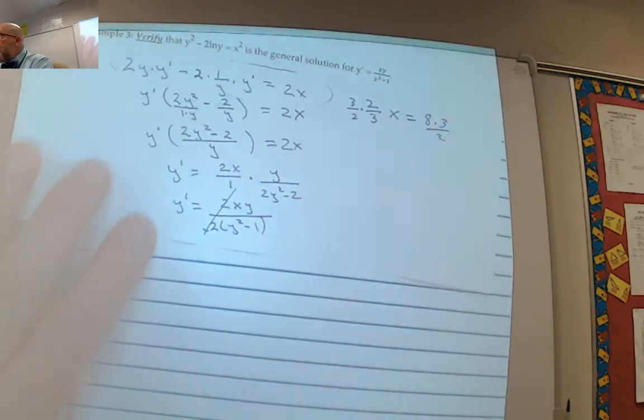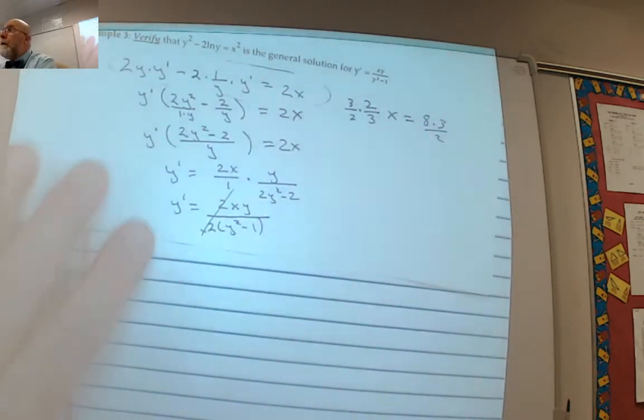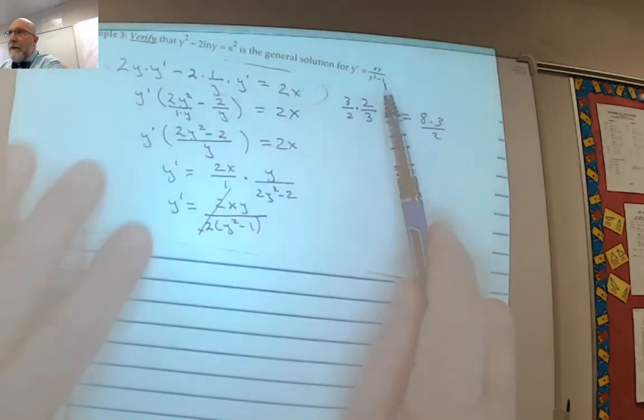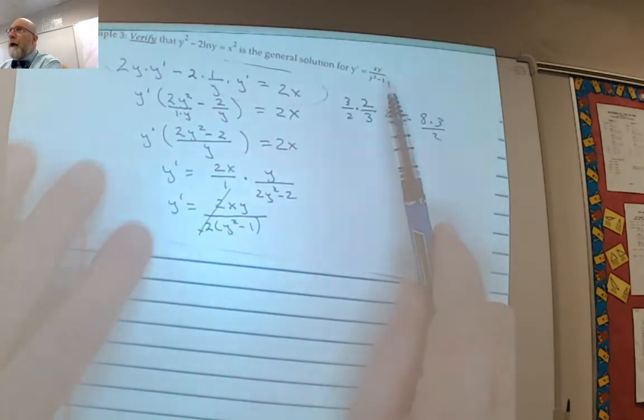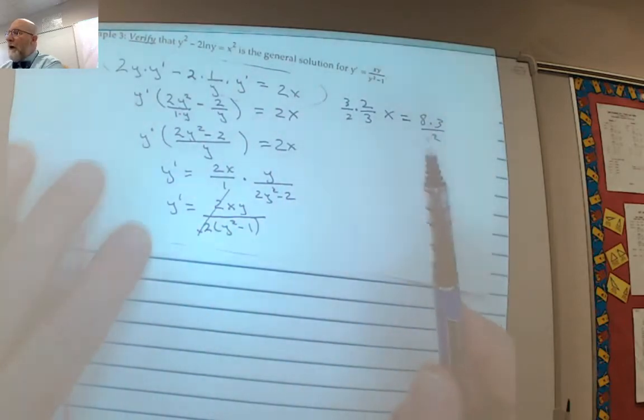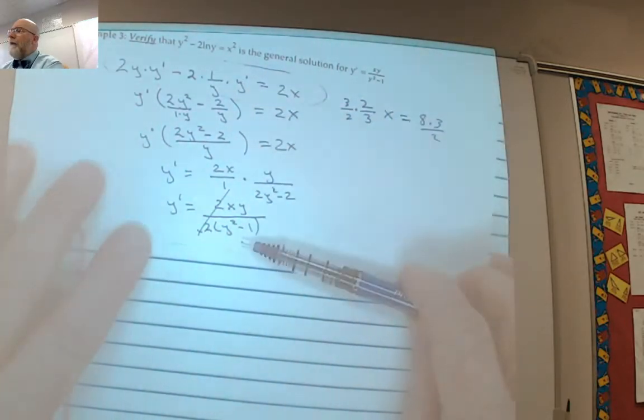Yes, ma'am. Could you ever do the antiderivative of what the solution is? Like, instead of doing the derivative of y squared minus 2 ln y equals x squared, what if you did the antiderivative of xy over y squared minus 1? You could, but it's always harder to do the antiderivative than it is doing the derivative. There's nothing wrong with that, but that's a tough antiderivative to do. And I'm not saying we can't do it, because that's what we're doing with separation of variables. I think in length of time, this might be the easiest way to go.